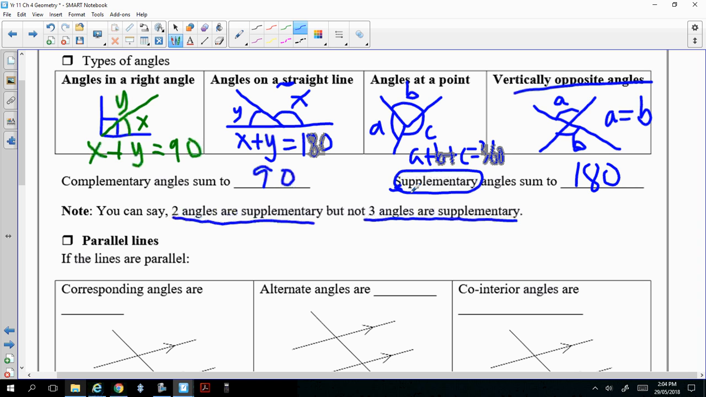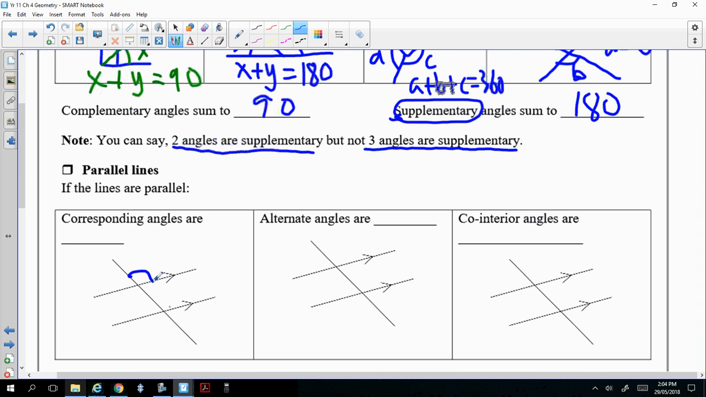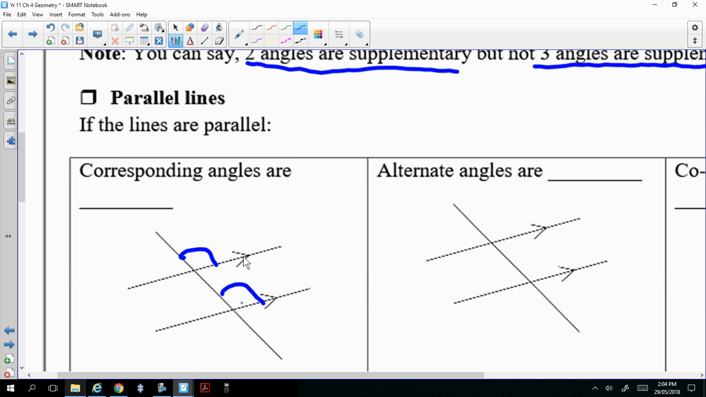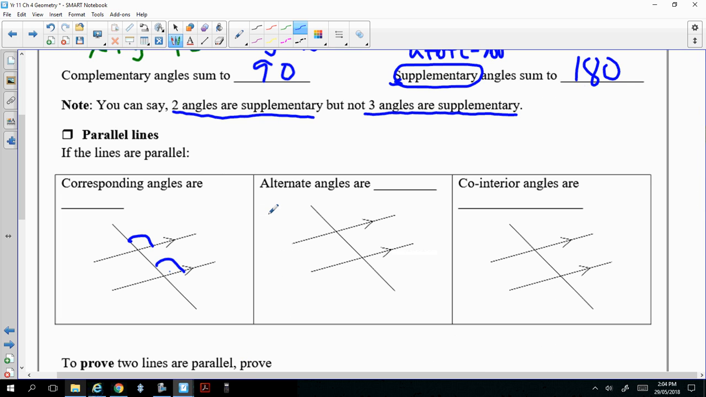Okay, good. So now we look at parallel lines. If the lines are parallel, we can see there are three different types of angle. Corresponding angles are equal. They look dotted because it's on a slant. Alternate angles are equal. And co-interior angles are supplementary.